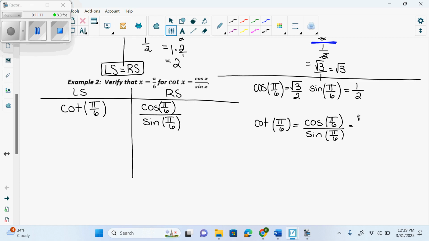Cos of pi over 6 is root 3 over 2, divided by sine of pi over 6, which is 1 over 2. They cancel and we're left with root 3, right? So now, for cotan pi over 6, I'm going to go equals root 3. And then this one I have to fill in. It equals root 3 over 2 divided by 1/2. These cancel and I get root 3. And now I can say LS equals RS because they do.